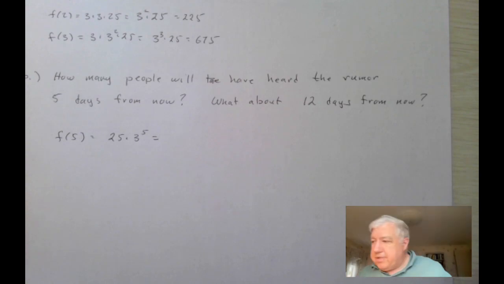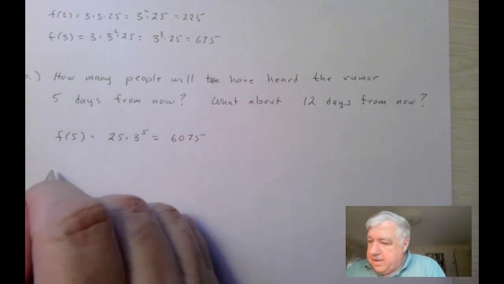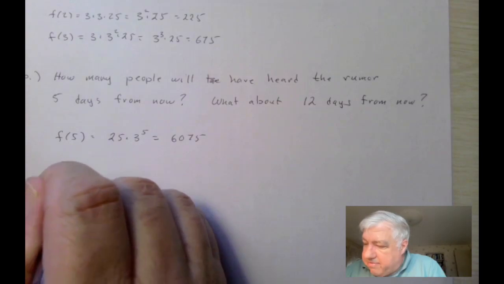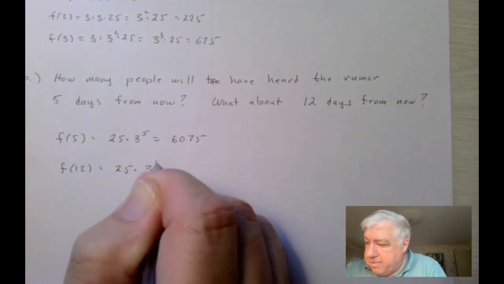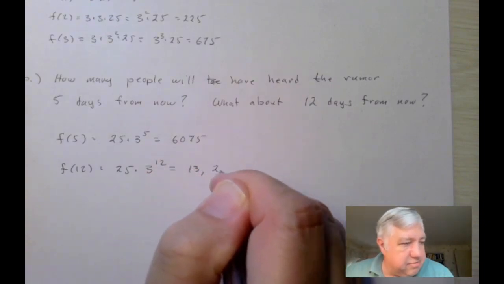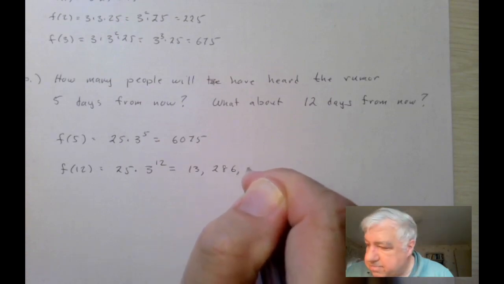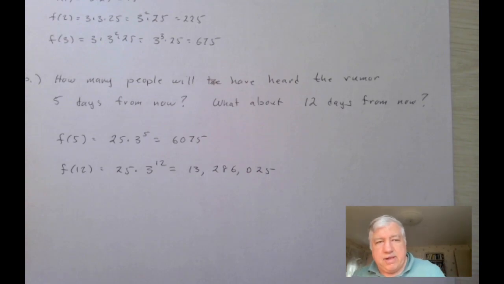let's see, well, what is that? I did not do this in advance, so I'll do that right now. So we have 25 times 3 to the 5th is 6,075. And then 12 days from now, f of 12, that would be 25 times 3 to the 12th. So that turns out to be 13,286,025. Okay, so that's how many people will have heard after 12 days.